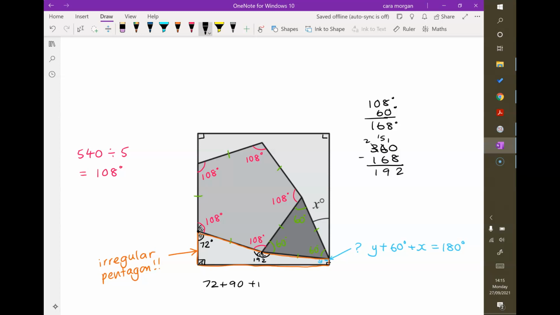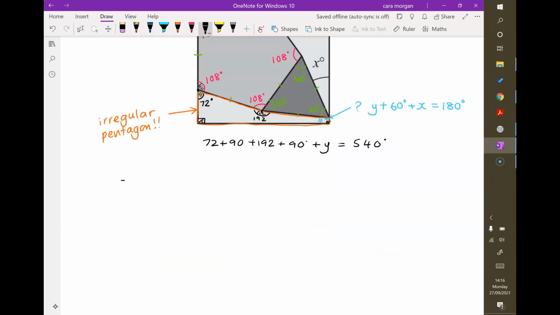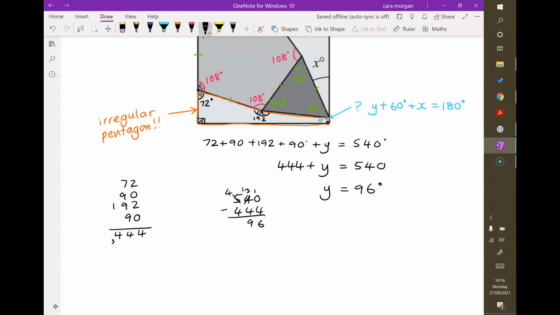Okay, so I can see that I've got 72 degrees, I've got 90 degrees, I've got 192 degrees, I've got another 90 degrees, bottom right-hand corner, and I've got angle y, which must add up to 540 degrees. So I'm just going to add 72, 90, 192, 90, and see what that comes to. I get 444. So 444 plus y is 540. I'm just going to do 540 subtract 444, the long way. It's easier when I'm talking. And I've got 96 degrees. So I know that y is 96 degrees.